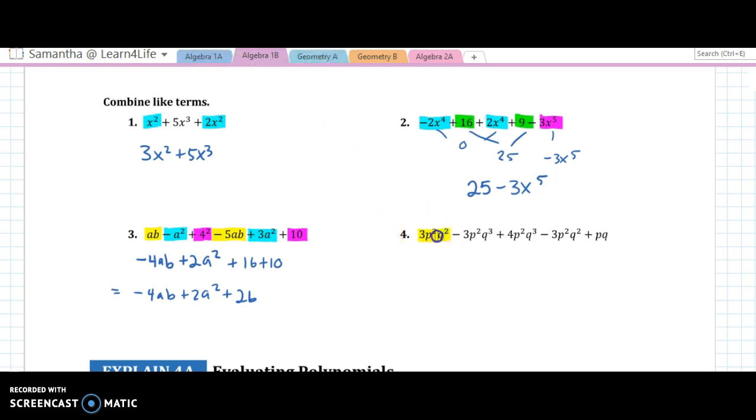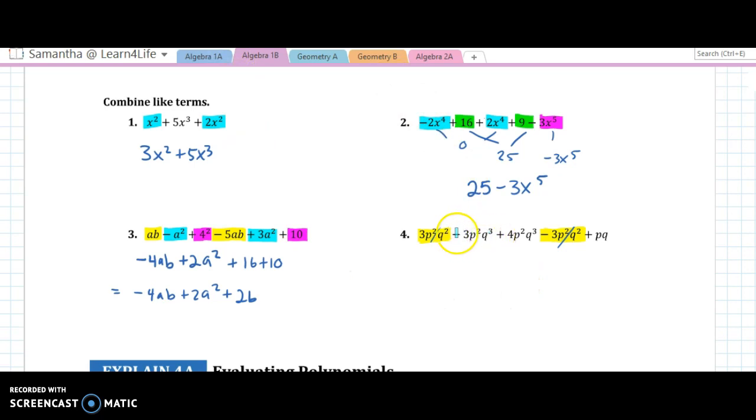Next one. Here we go. 3p squared q squared. So where's my other p squared q squared? Here we go. P squared q squared. So now whenever I write those together, 3 minus 3, that's 0. Those just go away. Bye. See ya.